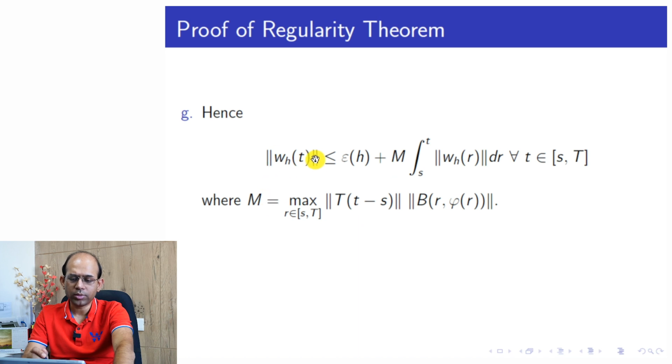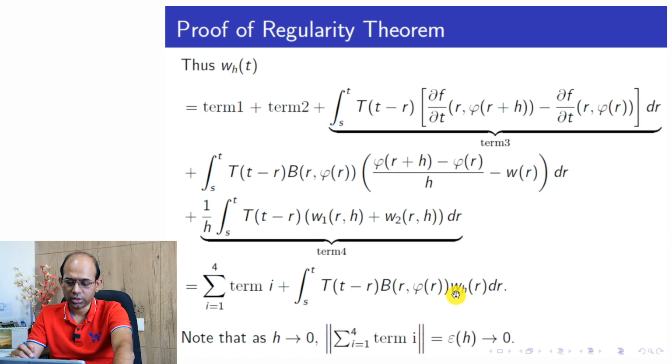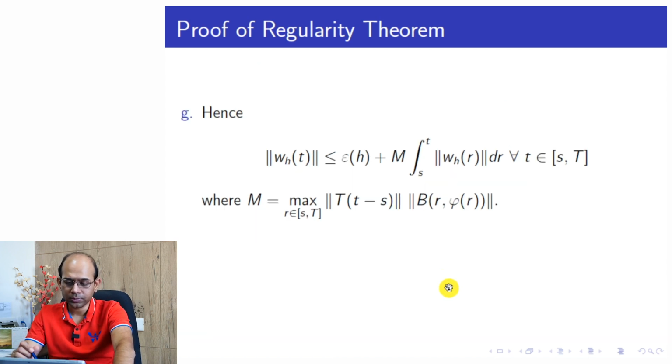So we get the norm of WH is less than or equal to epsilon H plus capital M times, M is something I'm defining later, the integral from s to t of the norm of WH(r) dr. So if we now upper bound the norm of this operator, yes, of course we can, because this is a bounded linear operator, and with respect to the time variable these are also continuous. So we can actually take the supremum over all r on this closed interval s to capital T.